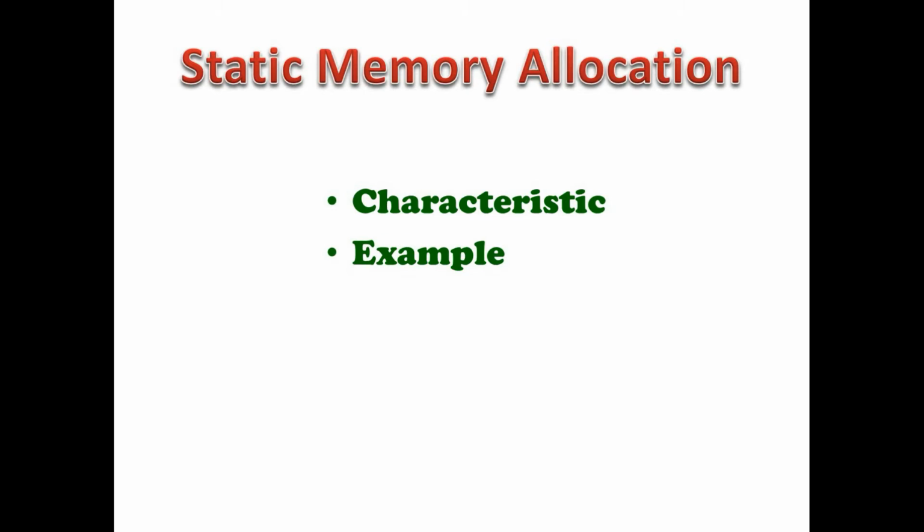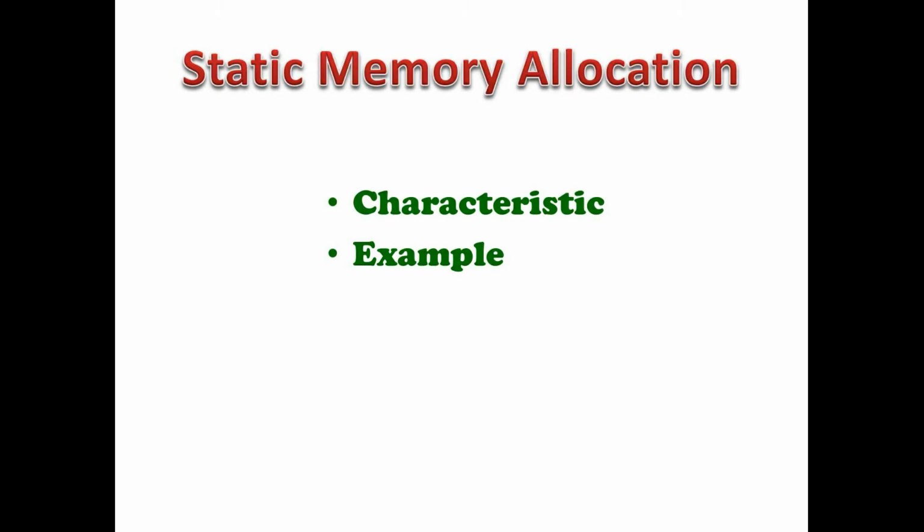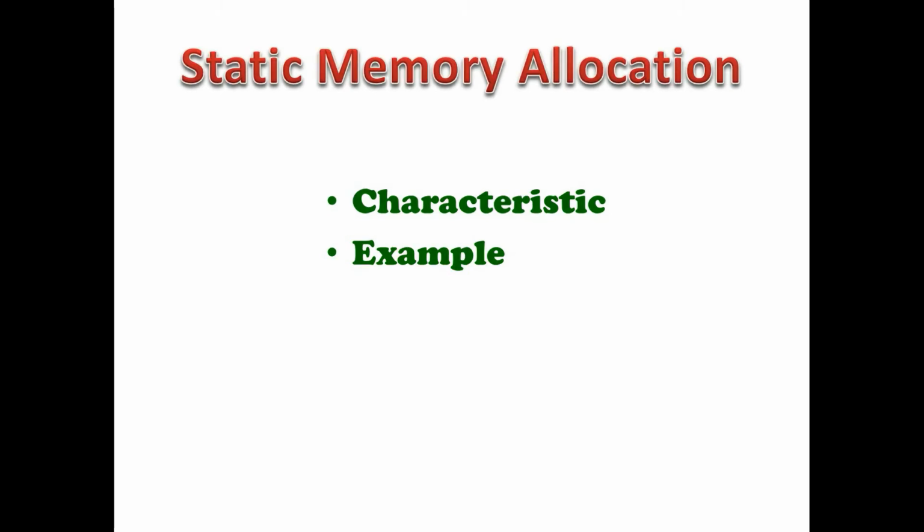Now the example of static memory allocation. Array is one of the popular examples of static memory allocation, and the memory that we allocate during the program writing is also static memory allocation. That means any variable declaration during the program is static memory allocation.